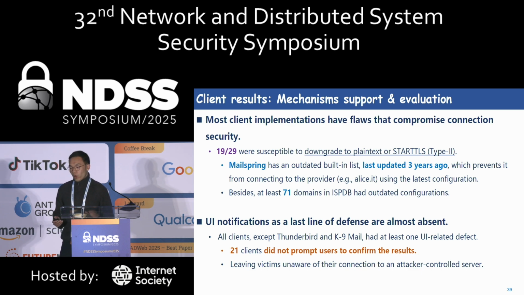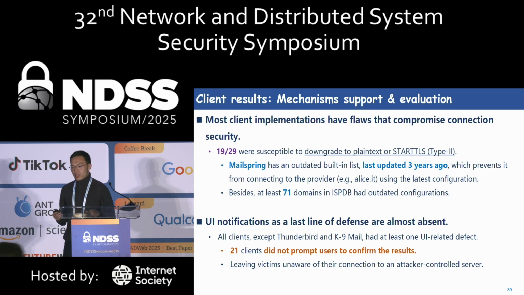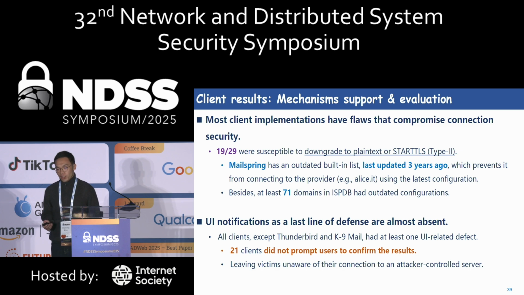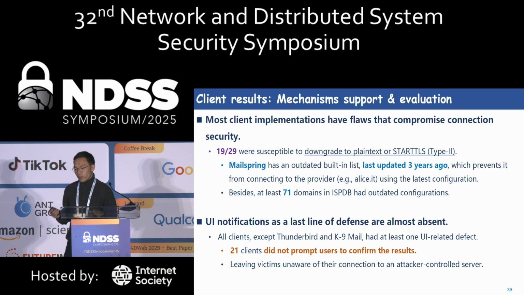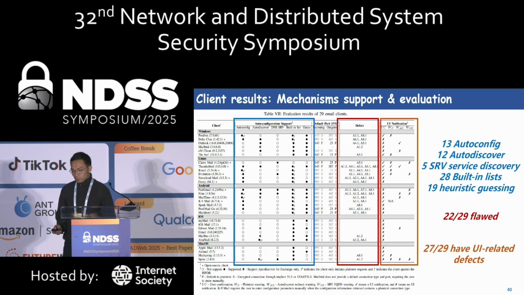And besides, we found 19 clients were susceptible to downgrade to plain text or STARTTLS. For example, Mailspring has an outdated built-in list, last updated 3 years ago, which prevents it from connecting to the provider using the latest configuration. Besides, at least 71 domains in the database had outdated configurations. For UI notifications, it's also bad. 21 clients did not prompt the users to confirm the results.